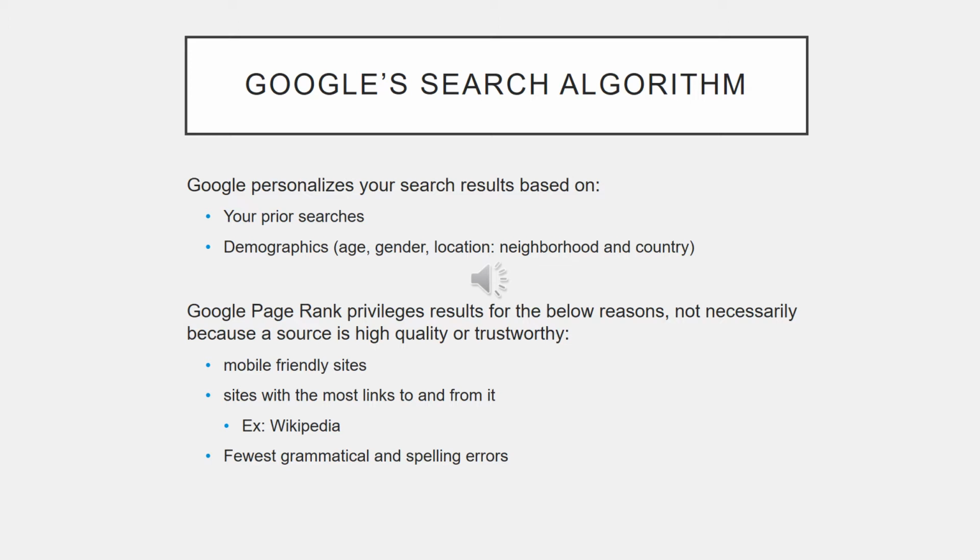PageRank prioritizes sites that are mobile friendly. It also prioritizes sites that have the most links to and from it, which is why you see Wikipedia often at the top of a Google results list. It's not because Wikipedia is necessarily a higher quality source than any of the results further down. It also will prioritize results that have fewer or no grammatical and spelling errors. So these reasons don't necessarily add up to a high quality source.